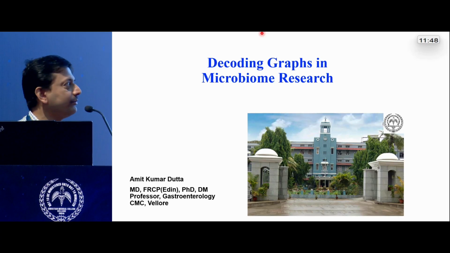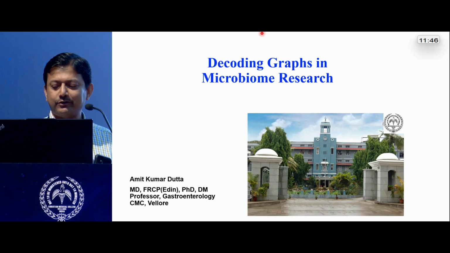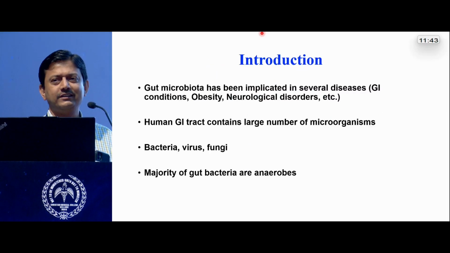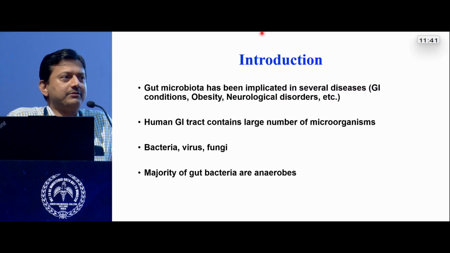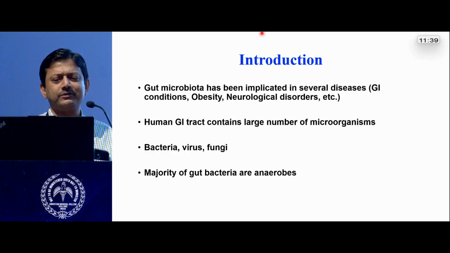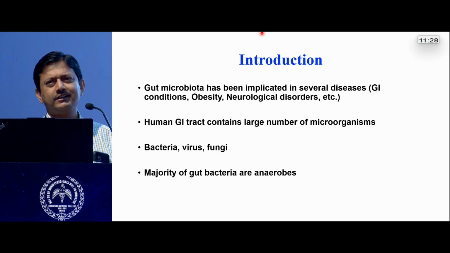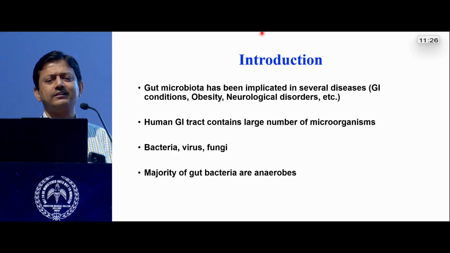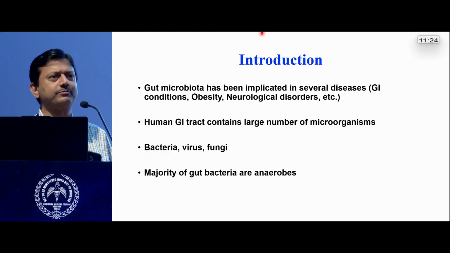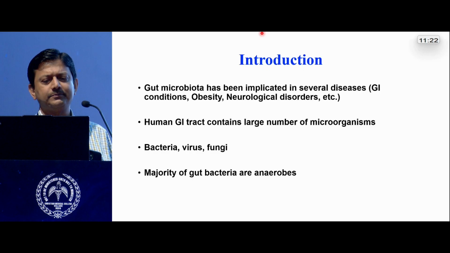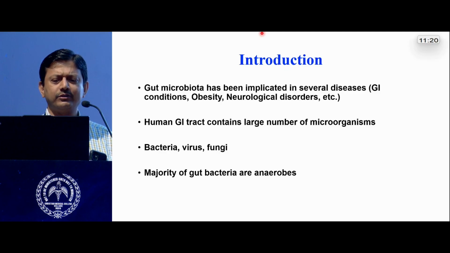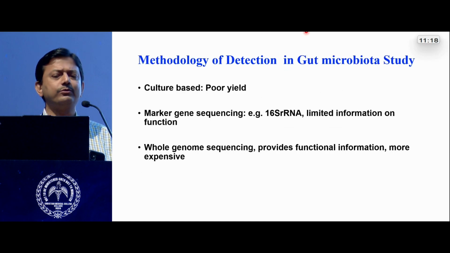So I'll be talking about how to interpret graphs in microbiome research. Obviously, in the last 2 decades, there's been a flurry of work on gut microbiota, and for almost any disease you think of, GI or non-GI, there has been some link with gut microbiota. The amount of research happening on gut microbiota has increased tremendously. And we know that the GI tract contains a large number of organisms, which includes bacteria, fungus, and virus. Most of the bacteria are actually anaerobes, which are difficult to culture.